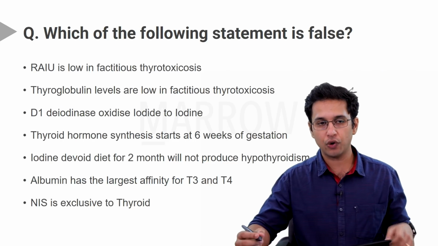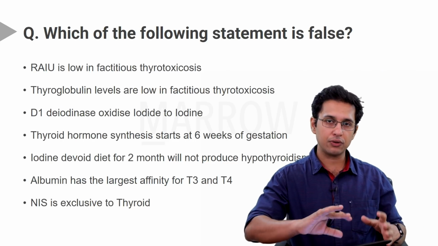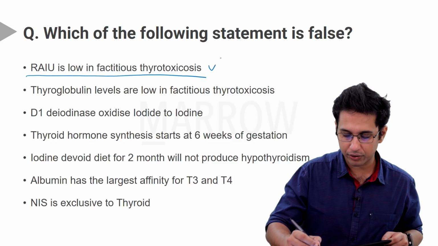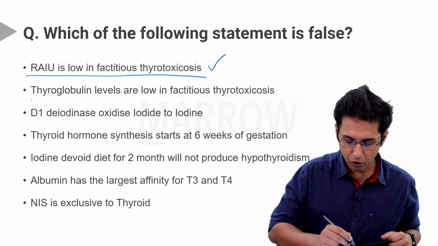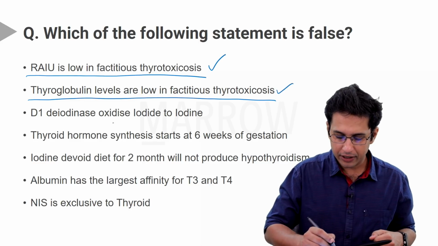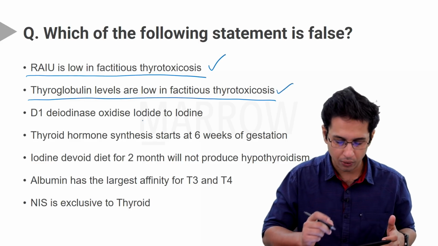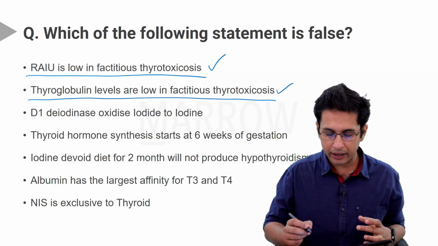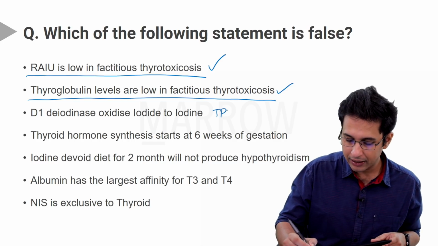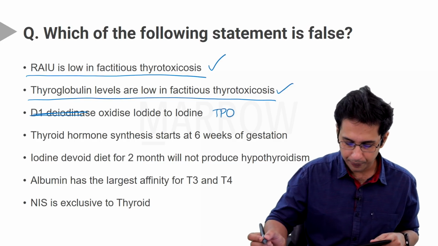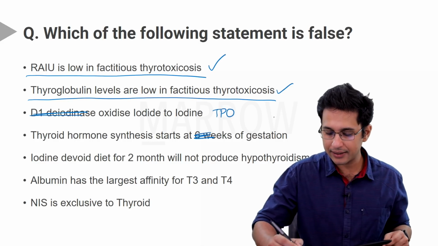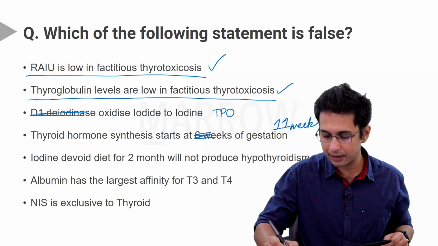Which of the following statements is false? It's an amalgam of 3 to 4 MCQs. We'll go one by one. Radioactive iodine uptake is low in factitious thyrotoxicosis. Yes. Thyroglobulin levels are low in factitious thyroiditis. Yes. D1 deiodinase oxidizes iodide to iodine. No. We said the enzyme that oxidizes iodide to iodine, which is the target of antithyroid drugs, is basically the TPO. It is not deiodinase, it is the TPO. Thyroid hormone synthesis starts at 6 weeks of gestation. Factual question, given in Harrison as well, it is 11 weeks. It's not 6 weeks, it's 11 weeks.